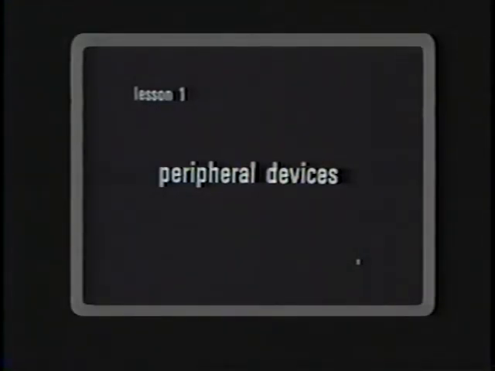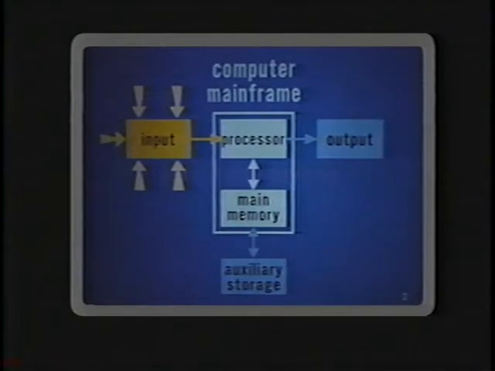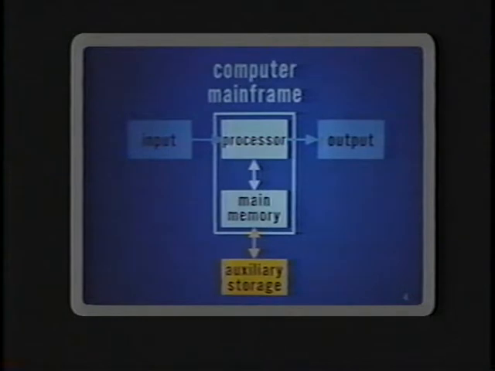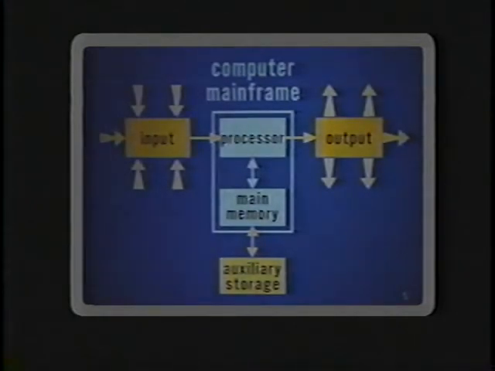Peripheral devices provide the means of communication between the computer and other machines, and between the computer and the people who operate it. Some peripheral devices input information to the mainframe, others output information from the mainframe, and still other peripherals store information for later use by the processor. Some peripheral devices can perform combinations of these operations.